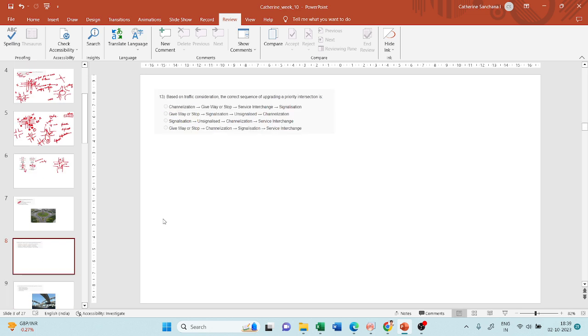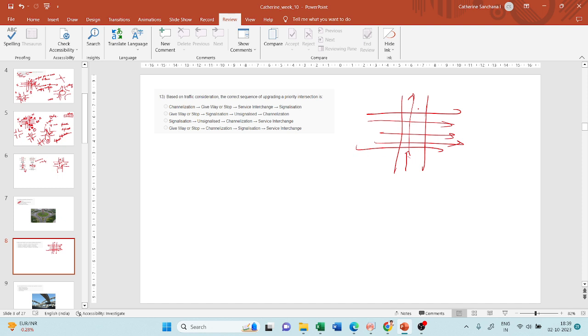So based on traffic consideration, the correct sequence of upgrading a priority intersection is what? We know what is a priority intersection, right? When a major road crosses a minor road, we will always ask the vehicles on the minor road to give priority to the vehicles on the major road, which means vehicles on the major road need not stop and will keep on moving, whereas the vehicles on the minor road will have to adjust their movements based on the vehicles on the major road. So they will come here, stop, look to the left and right, and then only cross the road, right? So this is a priority intersection.